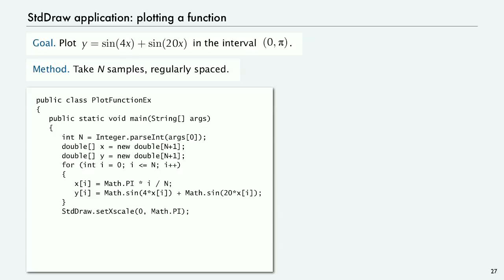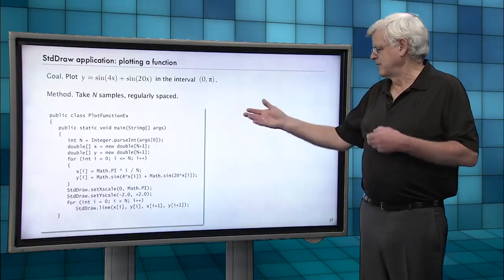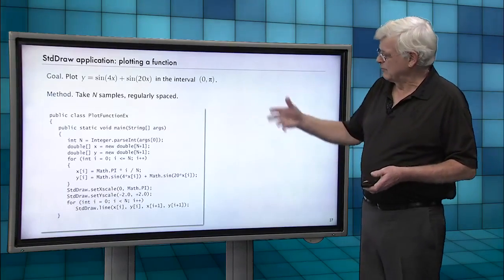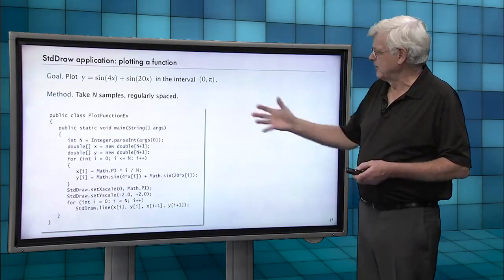Again, we're going to set the scale of the drawing to be between 0 and pi, and we'll set the y scale, because we know about the function, to be between -2 and 2, and then just go through and draw the points. We could have set this up so that we draw the points one at a time, but this is the way this program is going to work.